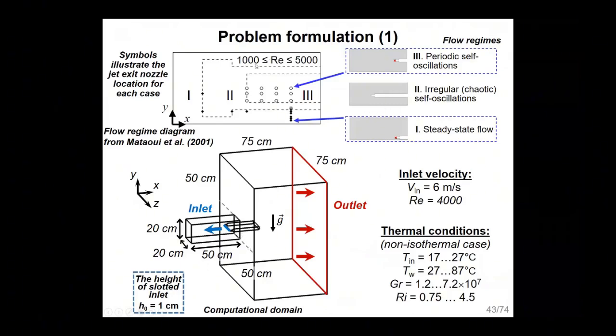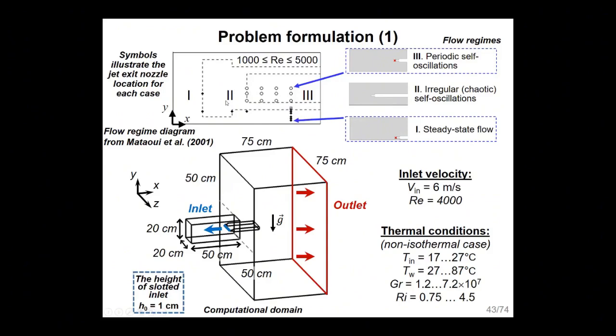Well, just a comment about this flow regime diagram. It was obtained in the experiments by Matsui and published in 2001, more than 20 years ago. And the unsteadiness depends on the position of the nozzle. So when we put the nozzle here, just in the middle of the domain, then we have periodic self-oscillations that will be shown in the next slide. And if we set the nozzle near the ceiling or near the floor, then we have the steady state flow and we have the global circulation.